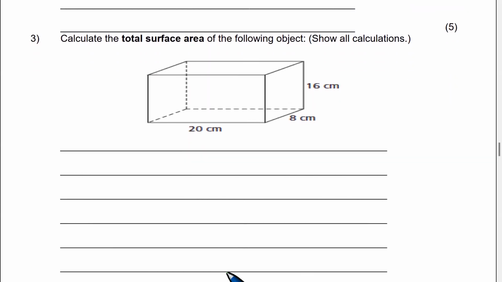Now they've given us, what do you call this shape? It's a rectangular prism. This one is called a rectangular prism. Right, so if you look carefully and calculate the total surface area of the following object, what is the total surface area of the object in your view?